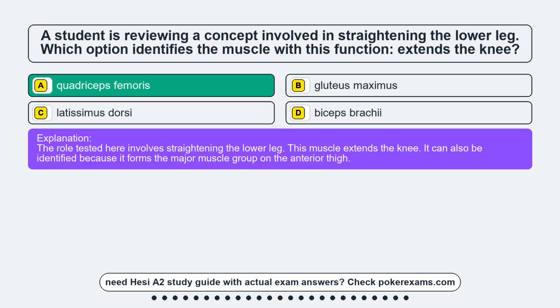The role tested here involves straightening the lower leg. This muscle extends the knee. It can also be identified because it forms the major muscle group on the anterior thigh.